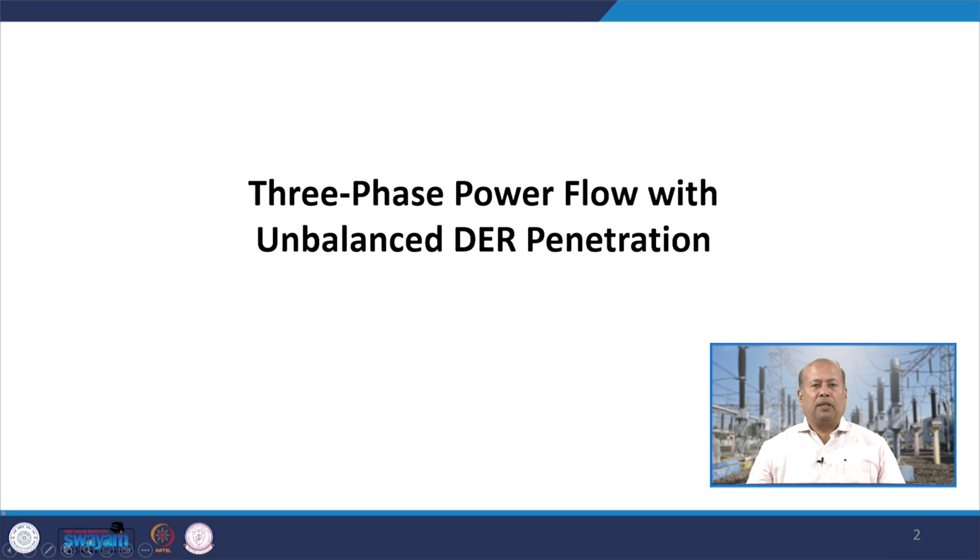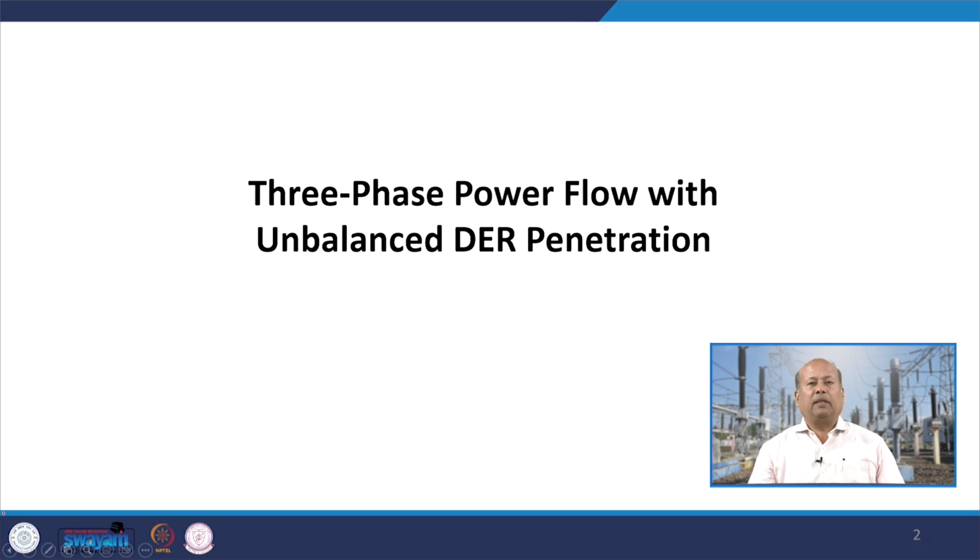As of now, we have seen how to apply graphical based distribution load flow algorithm for single phase systems, but in general, the systems are not necessarily single phase. More or less, most of the time, it is three phase too. So, how to apply this graphical based distribution load flow algorithm for a three phase system becomes a new challenge. So, today we will concentrate on how to model our three phase system to obtain the load flow solutions using graphical methods. Three phase power flow with unbalanced DR penetrations.